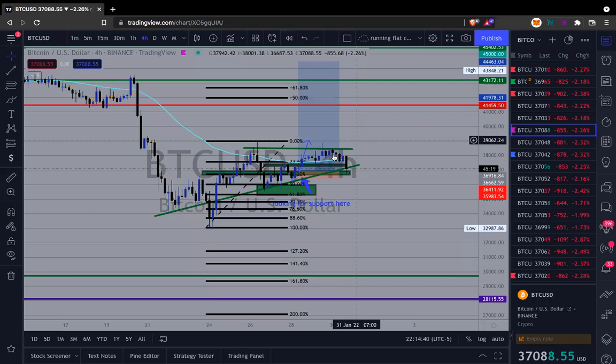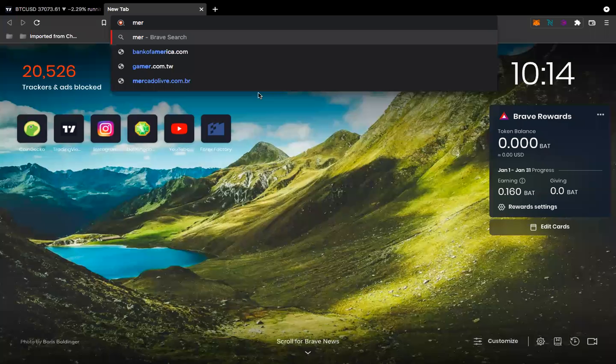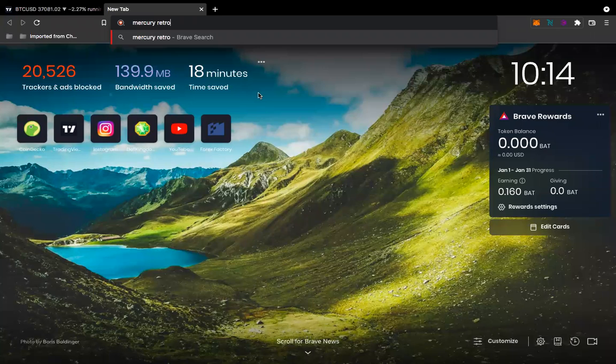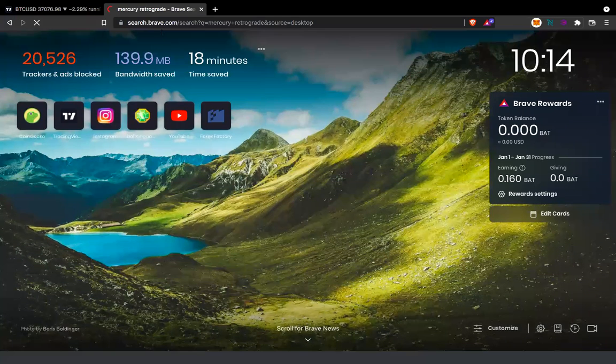Now, there's a couple things that are happening right now, and I'll kind of get into it. So Mercury retrograde. Let's get into that. Now, if you never heard of Mercury retrograde and why it affects the markets, here's what's up. Okay. I'm not an astrologer.